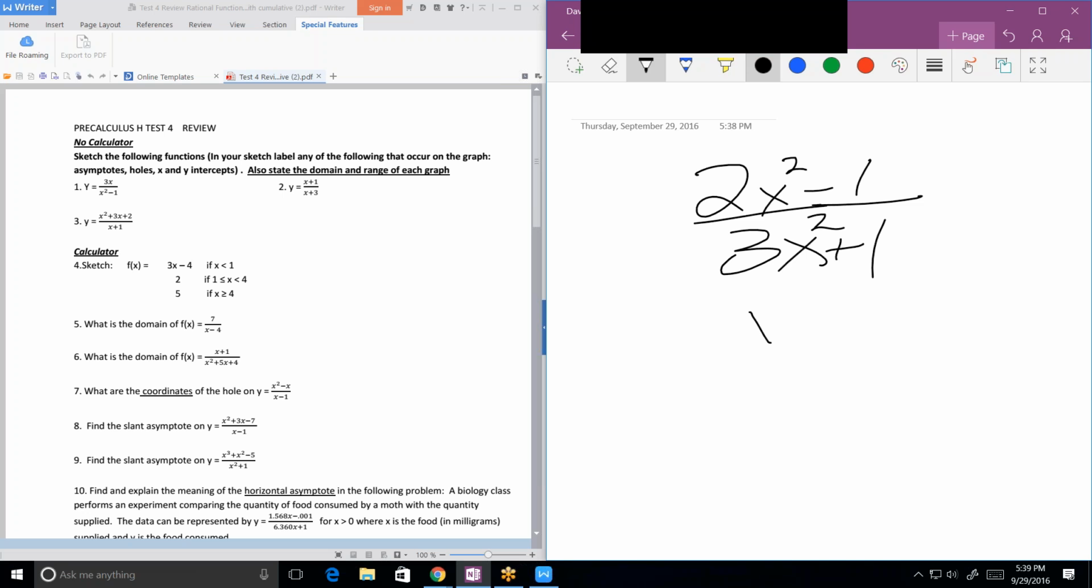The other situation is where the bottom is bigger than the top, like this. What's the horizontal asymptote in the middle function? It would be 0. Y equals 0. It's always equal to 0 if the bottom has a higher degree than the top. Okay? Now there's one other situation, and that's where the top is exactly 1 bigger than the bottom.